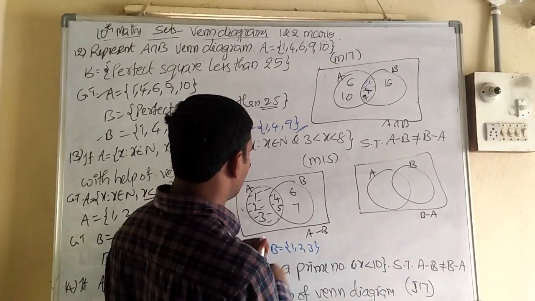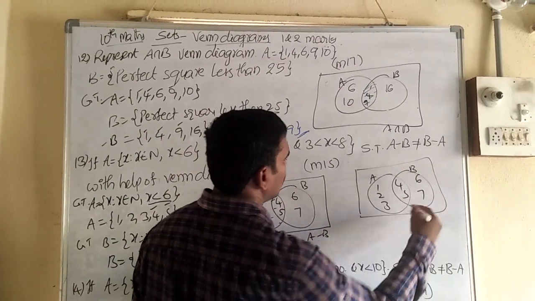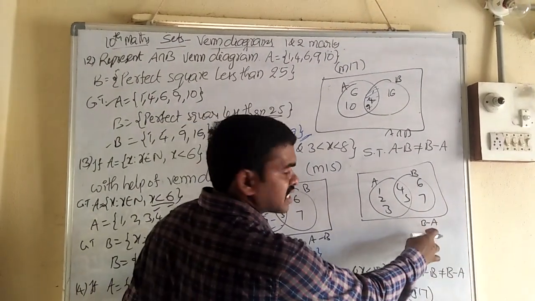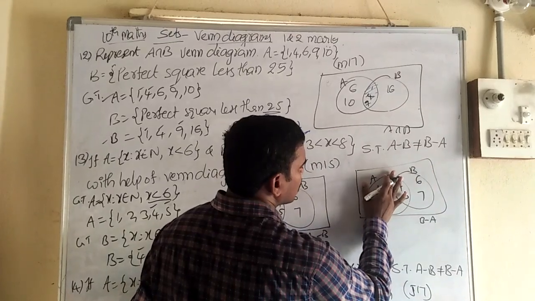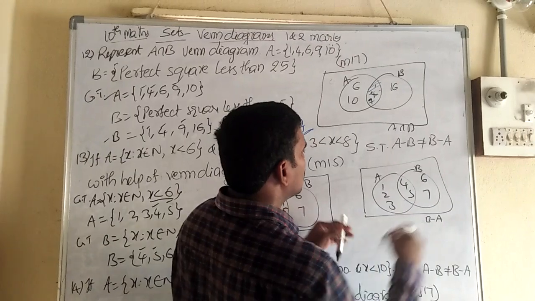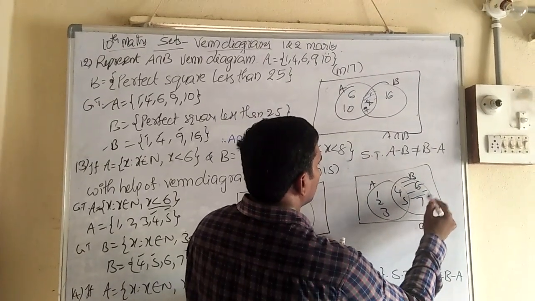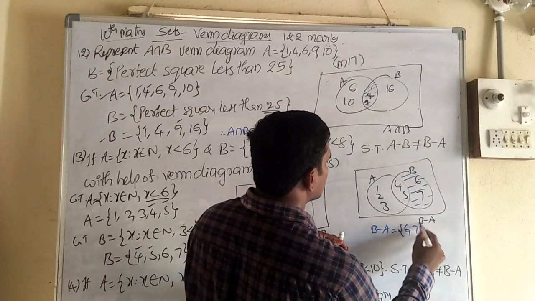Then the same: 4, 5, 1, 2, 3, 6, 7. But here we want B minus A. So remove A from B. What are the remaining elements? 6, 7. Only 6, 7 are our requirement. So B minus A equals the set of 6, 7.